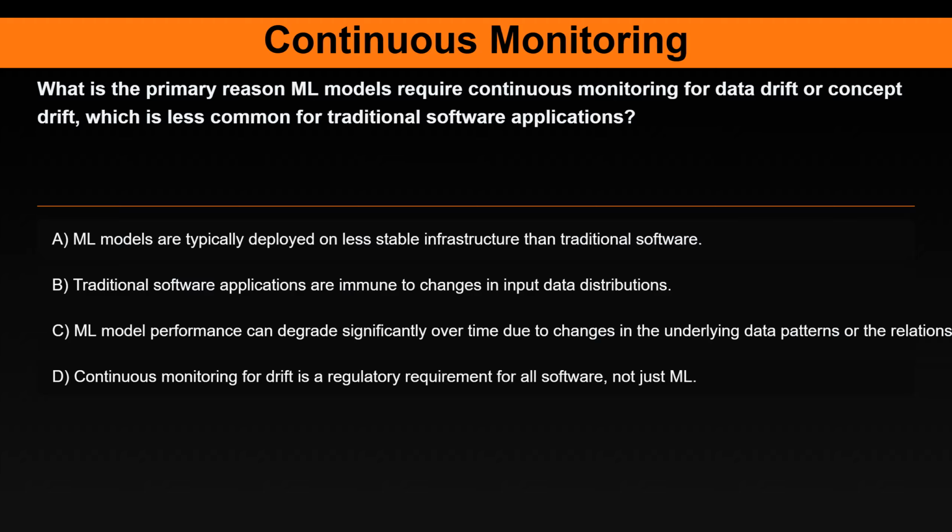Question 22. What is the primary reason ML models require continuous monitoring for data drift or concept drift, which is less common for traditional software applications? Option A. ML models are typically deployed on less stable infrastructure than traditional software. Option B. Traditional software applications are immune to changes in input data distributions. Option C. ML model performance can degrade significantly over time due to changes in the underlying data patterns or the relationship between inputs and outputs in the real world. Option D. Continuous monitoring for drift is a regulatory requirement for all software, not just ML.